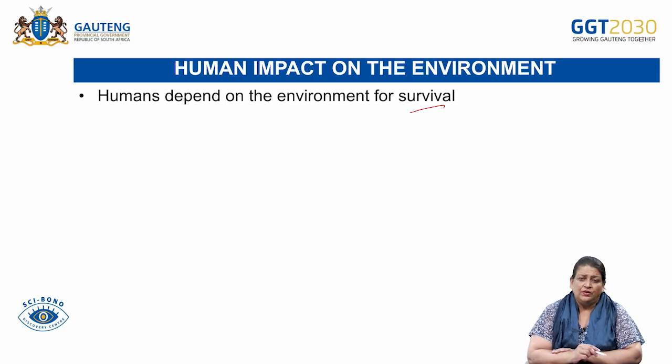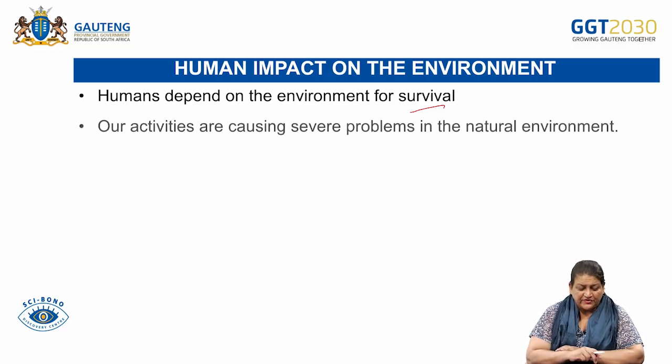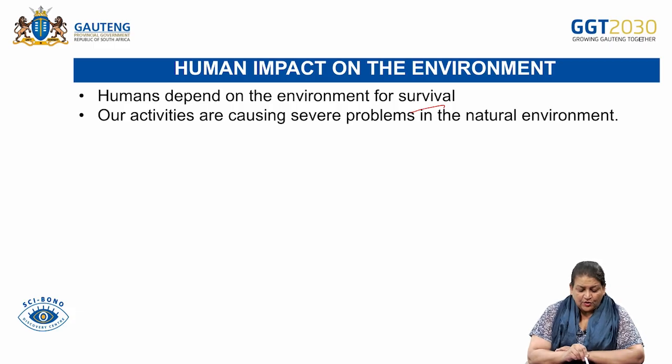And by you knowing all the facts, hopefully you will learn these facts and understand how we can use methods to improve our ways of using our environment, our ecosystems, and actually conserving all the animal and plant, fauna and flora life, and conserving our planet for the future. So humans depend on the environment for survival. Remember, our activities are causing severe problems in our natural environment, and we're going to look at some of the activities that are impacting negatively.